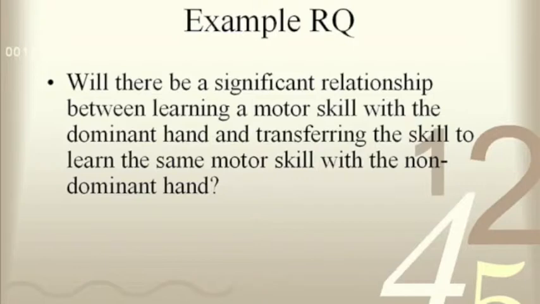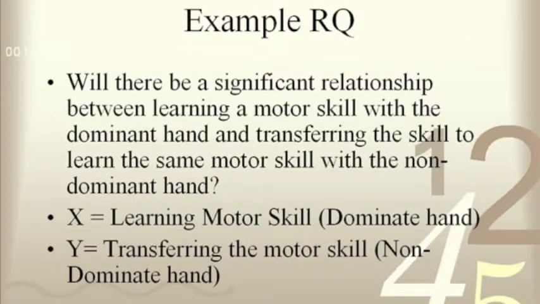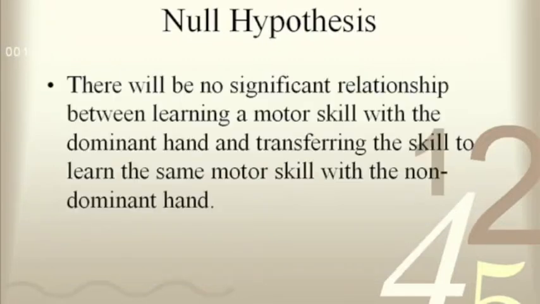So let's identify the variables. X is learning a motor skill, and Y is transferring that motor skill to the non-dominant hand. So that was his research question. Now we want the null hypothesis, because that's what we're going to test. There will be no significant relationship between learning a motor skill with a dominant hand and transferring the skill to learn the same motor skill with a non-dominant hand.